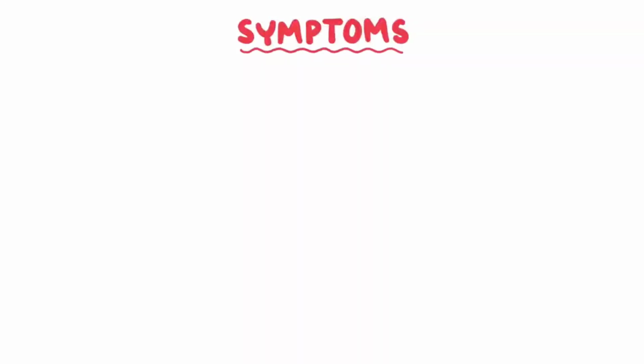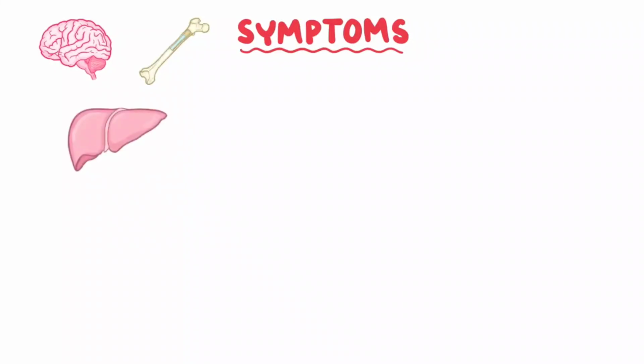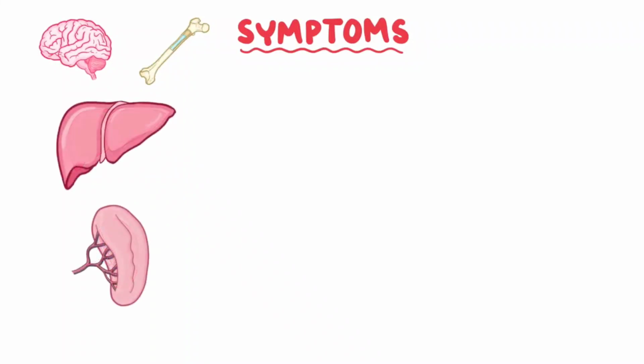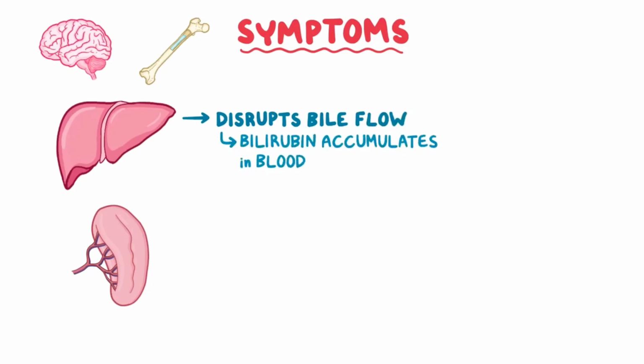Cholesterol buildup affects almost all cells, so it causes a variety of symptoms. The brain and bone marrow are often affected. The liver and spleen can be affected too, in which case they enlarge. Liver enlargement disrupts bile flow, causing bilirubin to accumulate in the blood.